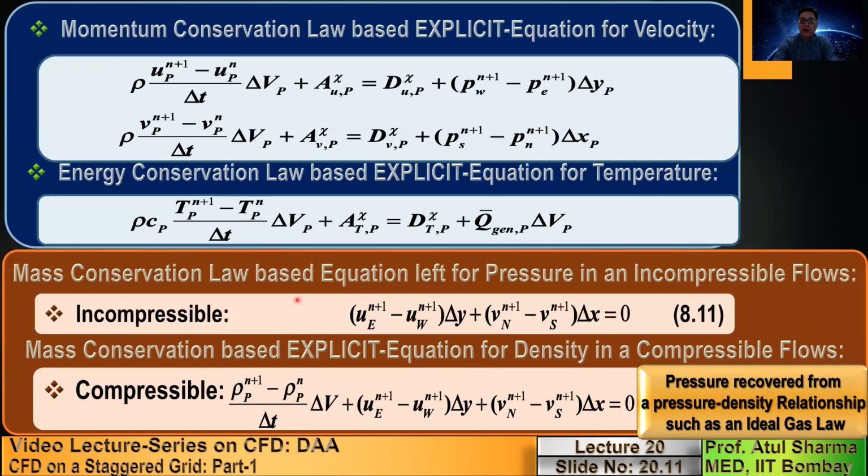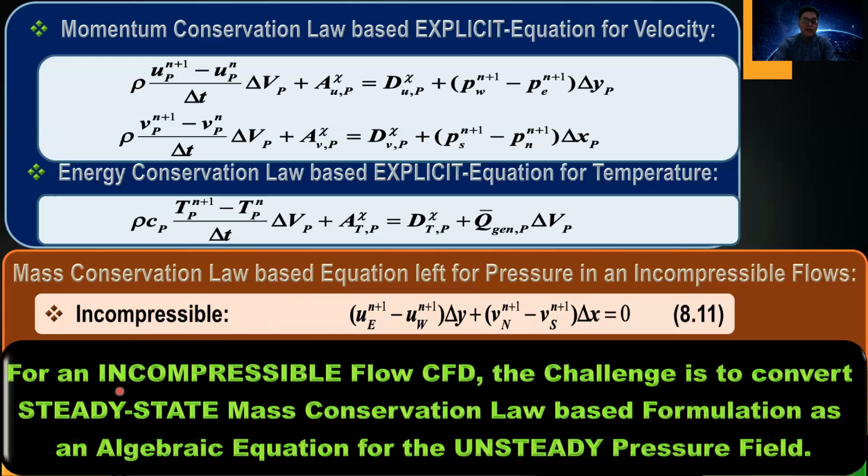However, for CFD for incompressible flow, you end up in a situation where the challenge is to convert the steady state mass conservation law based formulation into an algebraic equation for the unsteady pressure field. So your challenge is to develop a steady state mass conservation law based algebraic formulation for the unsteady pressure field. This will be presented in detail in part 2 of this lecture.